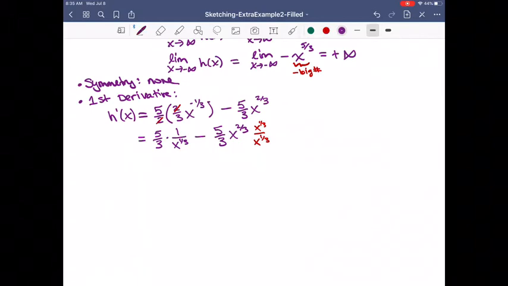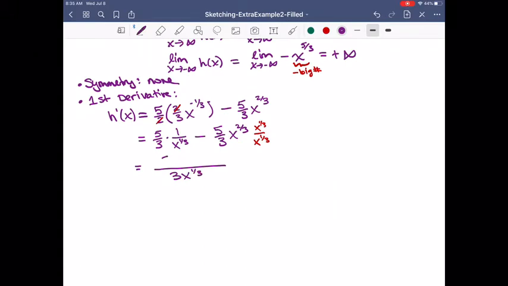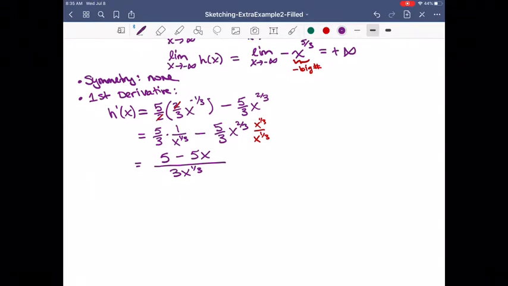If I do that, now I have the denominator 3 x to the 1/3. On the first part, I'm going to have a 5. The second part, I'm going to have 5x, because 2/3 plus 1/3 is 3/3, which is 1.